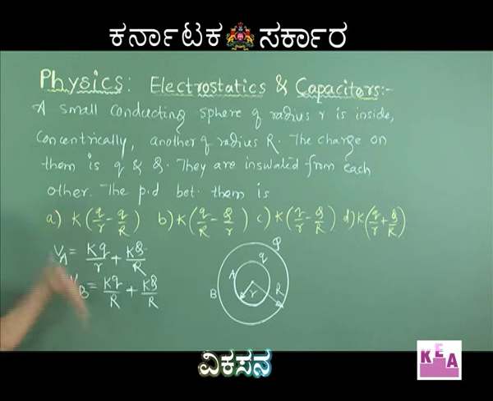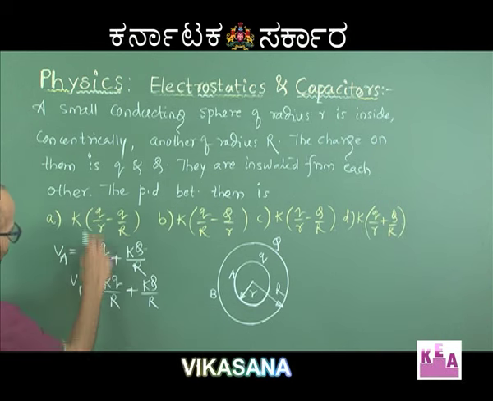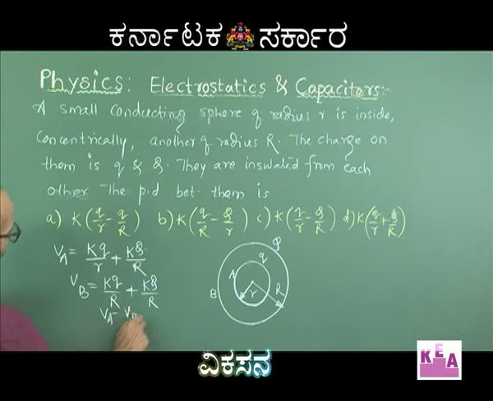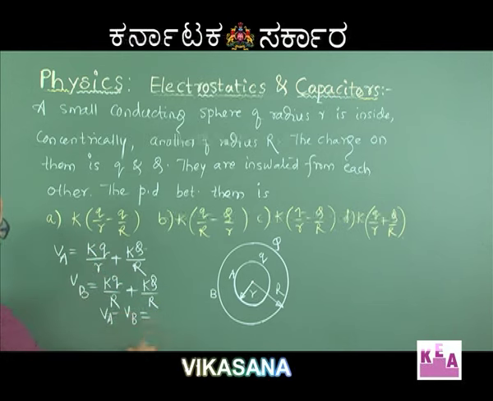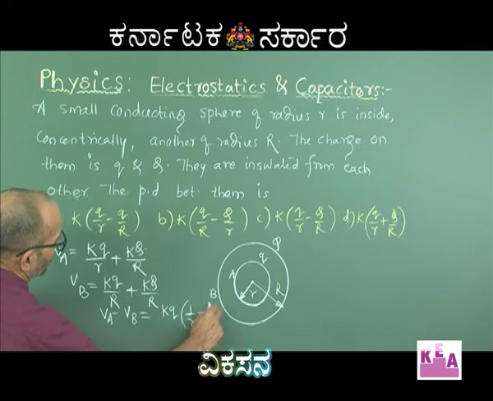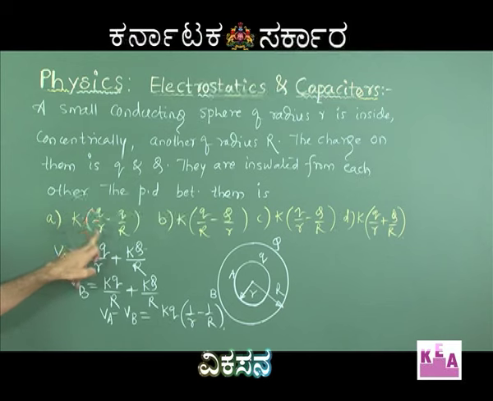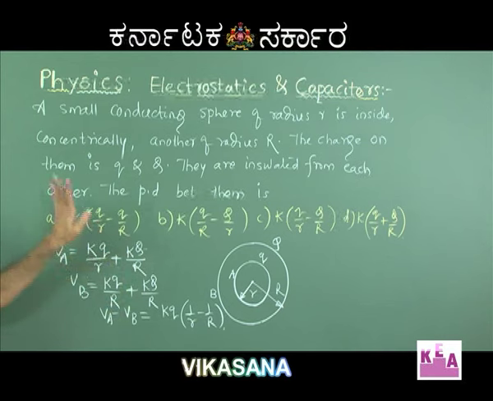So either write VB minus VA or VA minus VB. What you will get is, if you subtract VA minus VB, this kQ by capital R gets cancelled. It is only kq by small r minus kq by capital R, which is kq into (1 by small r minus 1 by capital R). See, kq into (1 by small r minus 1 by capital R).